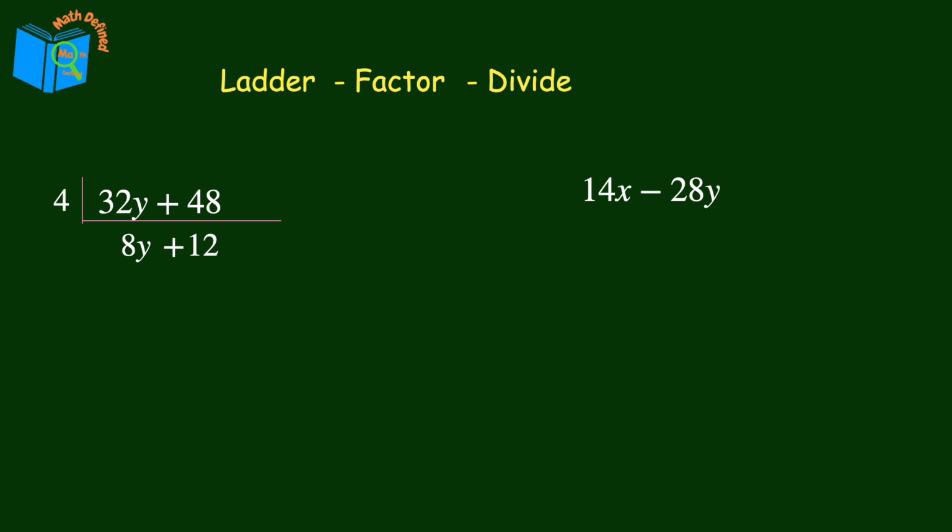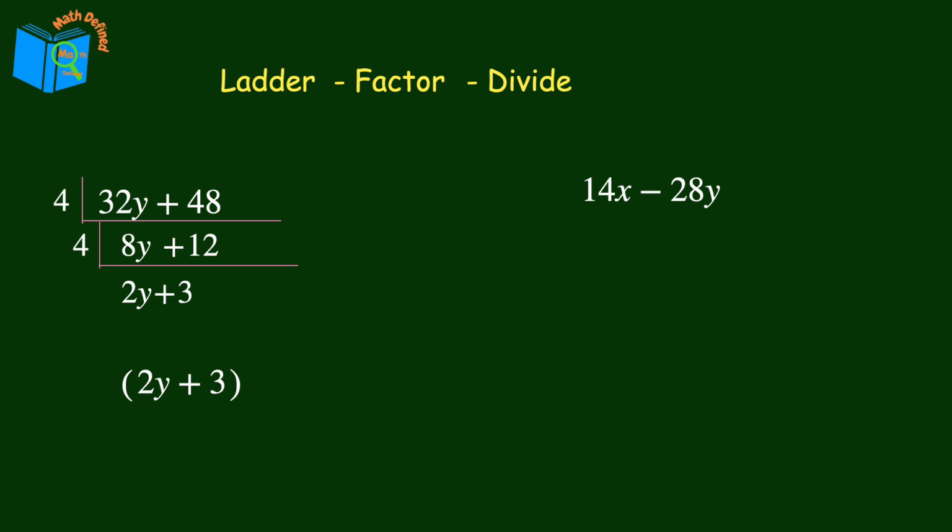Next, I see that these terms share an additional factor, so I'll need another ladder. And the shared factor I see is another 4. 8y divided by 4 is 2y, and 12 divided by 4 is 3. Now we are left with these two terms that do not share any common factors, so we are done with the ladder. We'll bring down the 2y plus 3 and place parentheses around them.